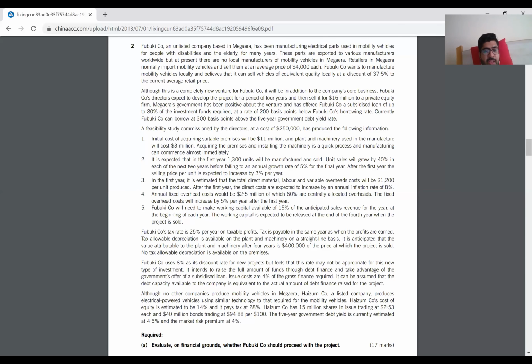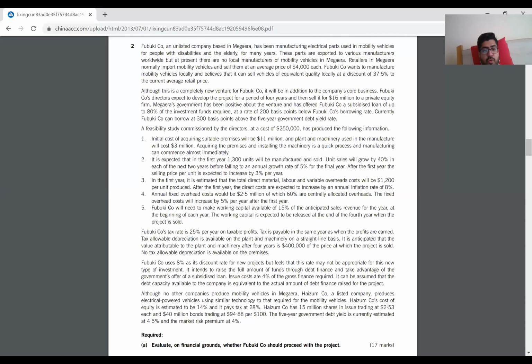We all know that. Fubuki uses 8% as the discount rate for a new project, but feels this rate may not be appropriate for this new type of investment. It intends to raise the full amount of funds through debt finance and take advantage of the government's offer of a subsidized loan. Issue costs are 4% of the gross finance required. It can be assumed that debt capacity available is equivalent to the amount of debt raised.